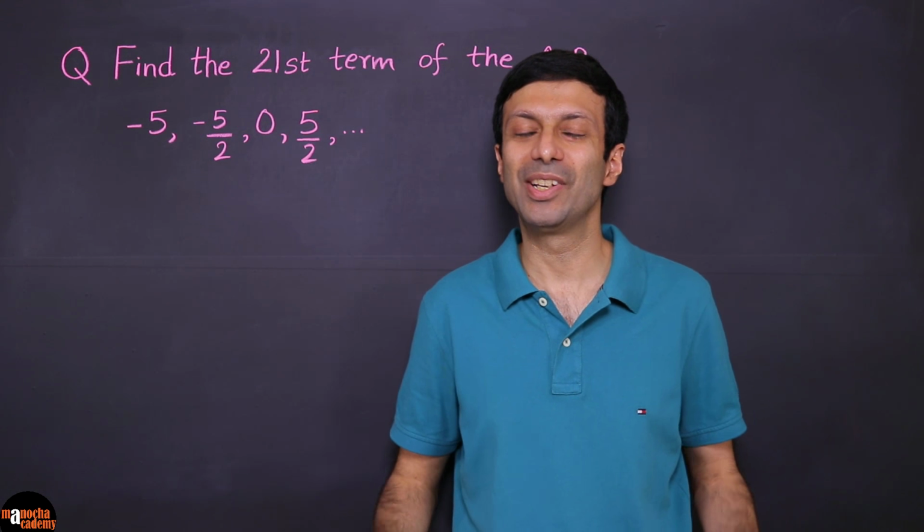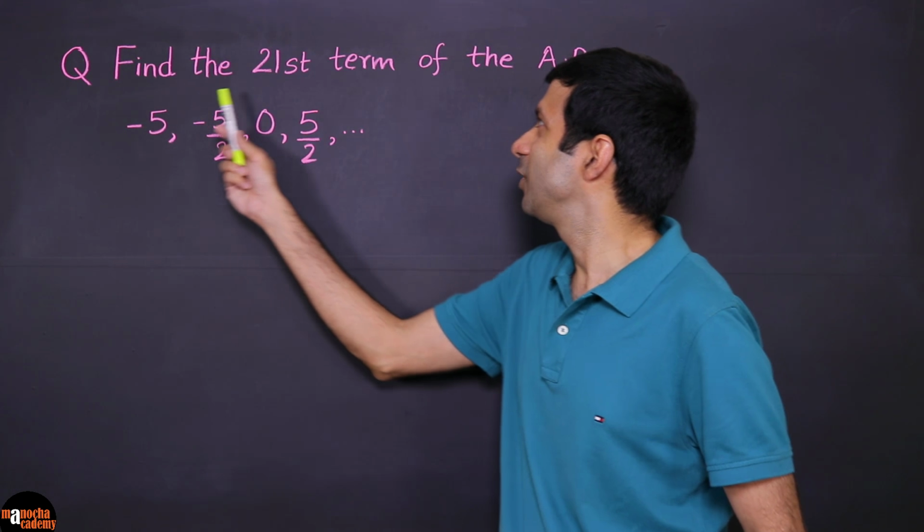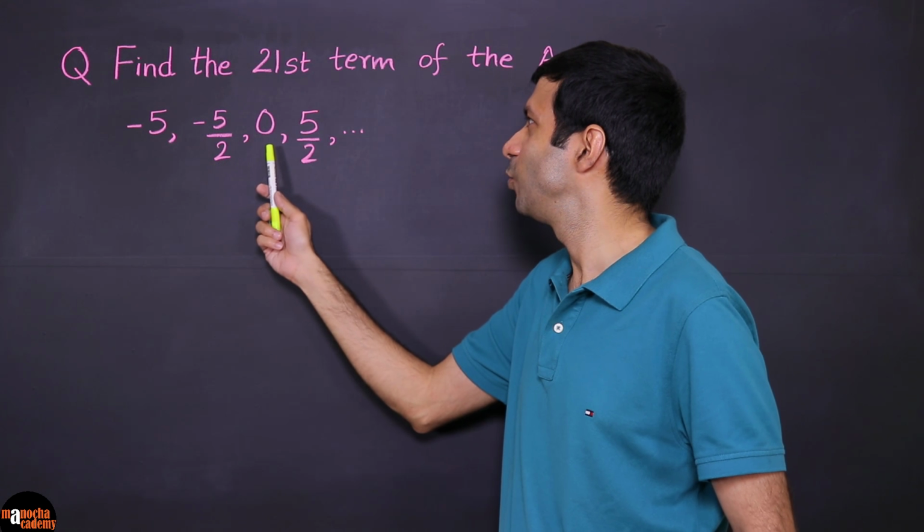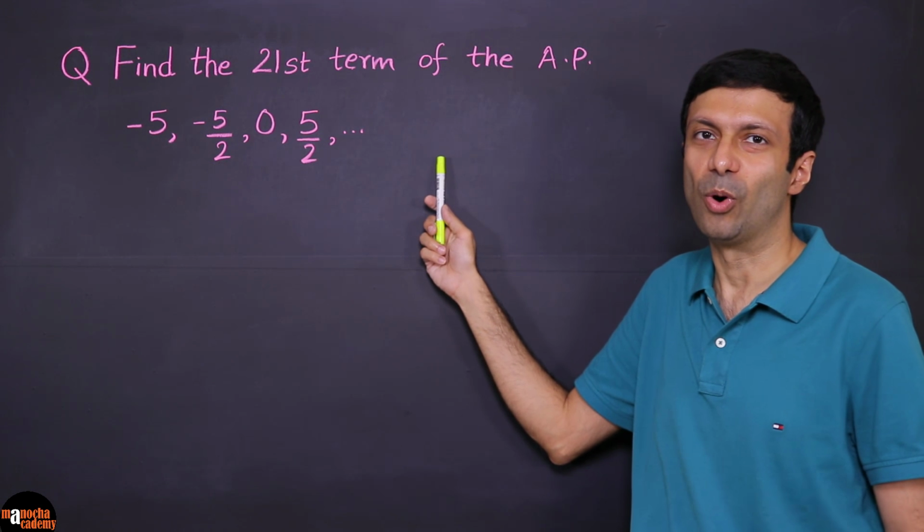Ready for the next question? Here it is. Find the 21st term of the AP minus 5, minus 5 by 2, 0, 5 by 2 and so on.